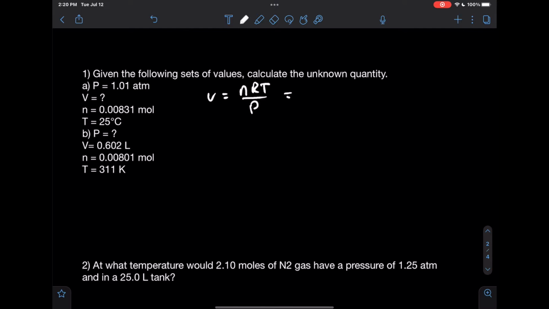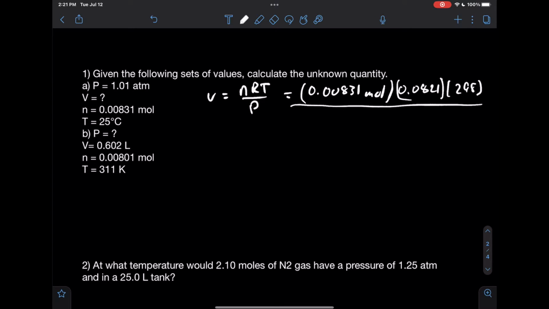Plugging the numbers that we know into the equation, n is equal to 0.00831 mole. The ideal gas constant, like we said previously, is 0.0821. The temperature is 25 degrees. However, we need to add 273 to it to get it in Kelvin. So 273 plus 25 will give us 298. And we'll divide all that by the pressure, which is 1.01. We can now solve for V. V will equal 0.20 liters.